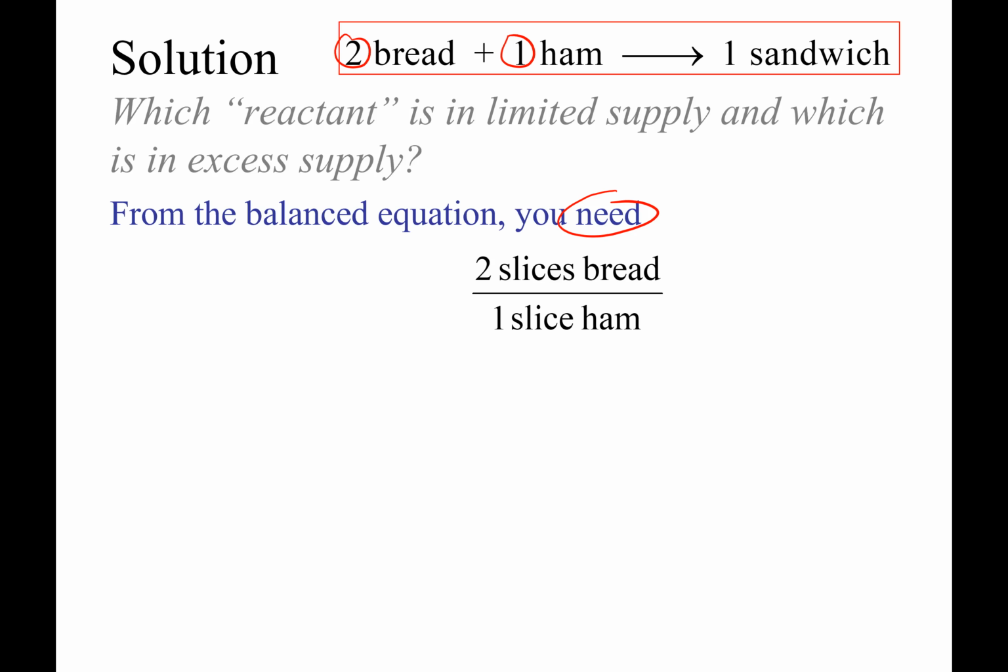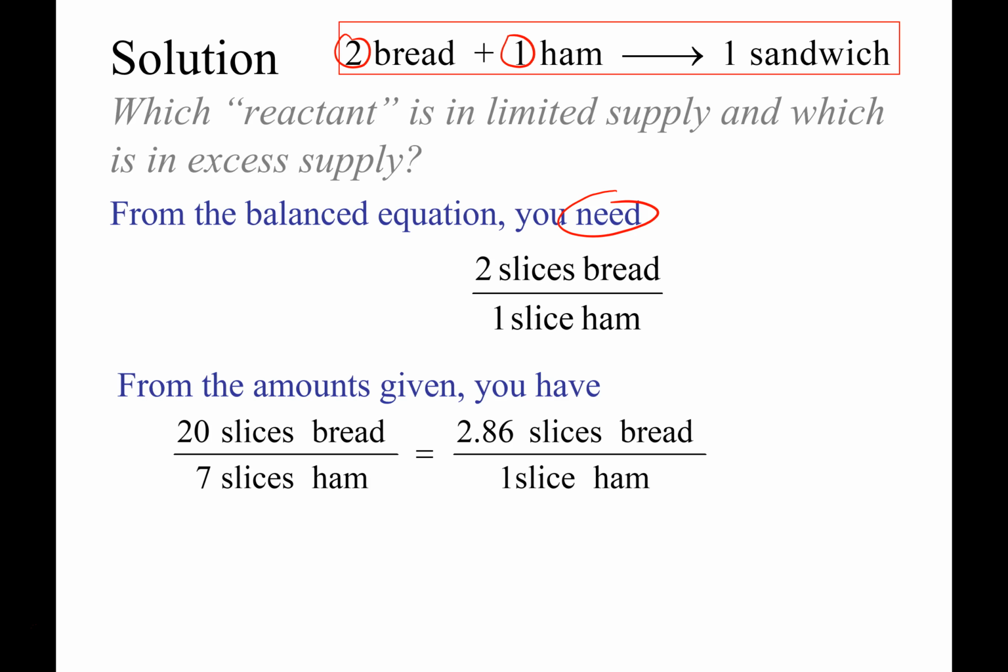So you divide 2 by 1 and you get 2. The ratio of bread to ham is 2 to 1. That's the need ratio. The have ratio comes from what we were given. They said what you have in your cupboard: 20 slices of bread, 7 slices of ham. I divide 20 by 7, and you get 2.86. The units are 2.86 slices of bread per slice of ham.